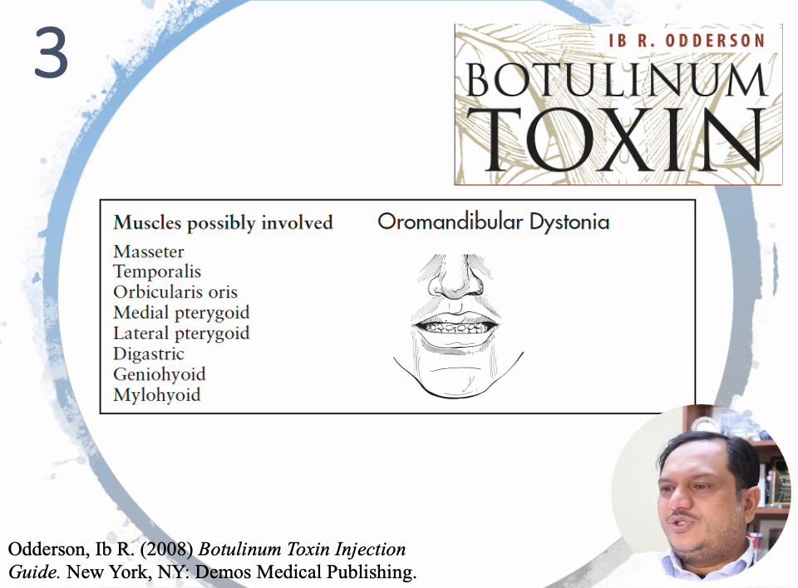Muscles involved. Once you have figured out what abnormal movements there are, you have to figure out which muscles are involved. Possible muscles that can be involved: jaw clenching will be masseter and temporalis. The perioral will be orbicularis oris. The jaw opening and side to side movement will be medial pterygoid, lateral pterygoid and digastric. And the tongue involvement will be geniohyoid mostly, or sometimes mylohyoid. So let's look at some of these muscles' anatomy in more detail.